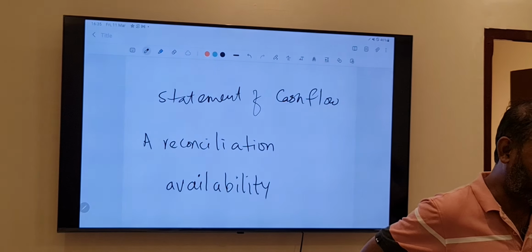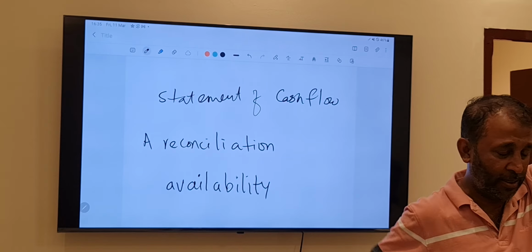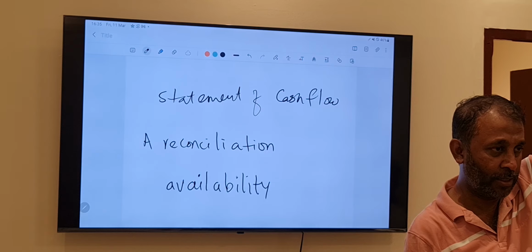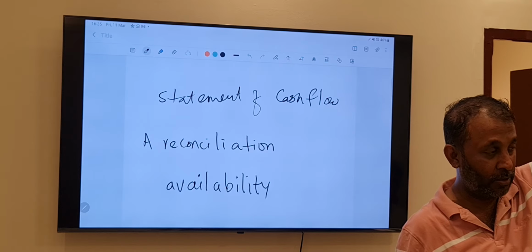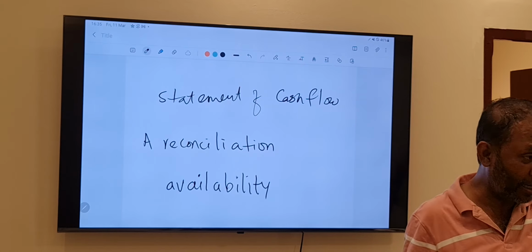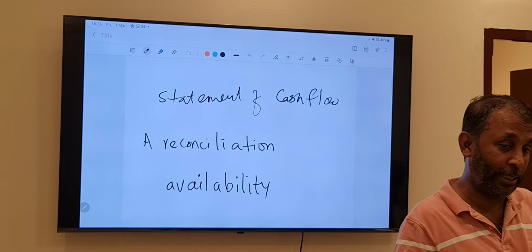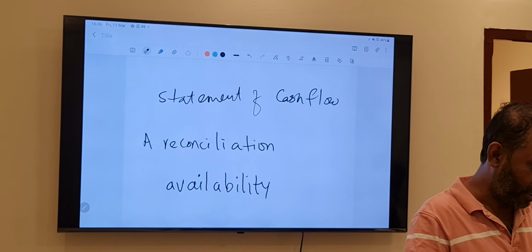So that is the cash flow statement. Start with the profitability and then you reach the availability of cash. Sometimes your cash will be with the bank. Sometimes you have to have taken cash from the bank. That's bank OD. Understand me?